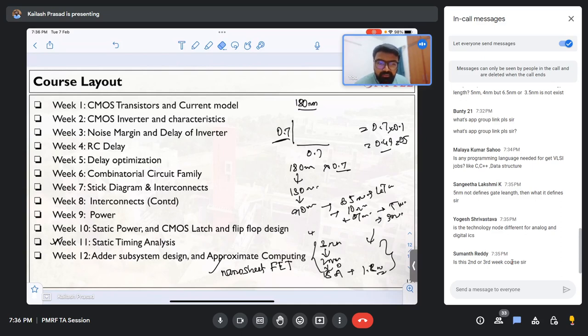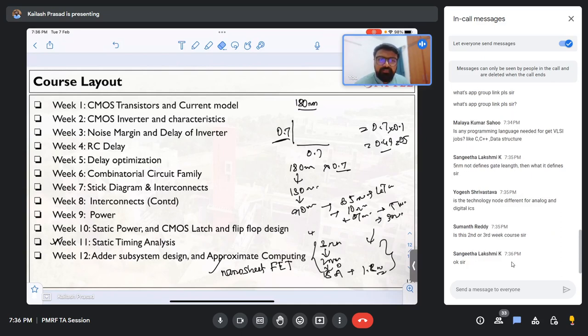Is the technology node different for analog and digital IC? The node remains the same, but the transistors which are used in the analog and digital domains are different. The transistors required for the analog domain are specifically optimized for analog performance, and the transistors designed for digital circuits are specifically optimized for digital performance.